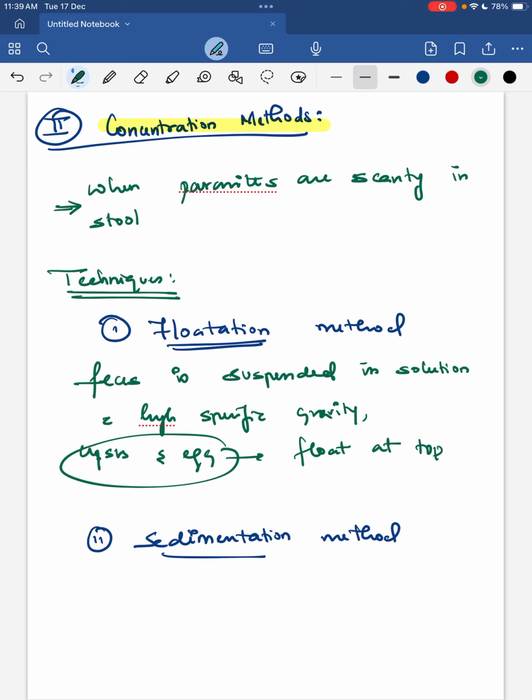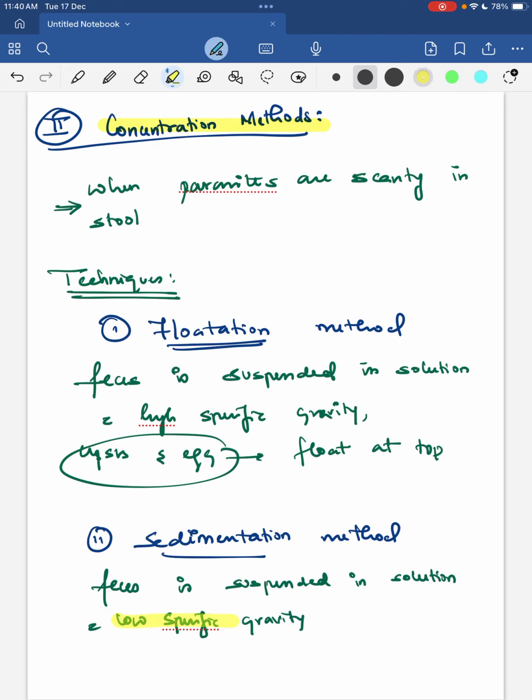So here feces is suspended in a solution with low specific gravity. Okay, so that your cyst and egg will sediment at the bottom. These are the two techniques that are being used in your concentration method. One is your flotation, another one is your sedimentation method.